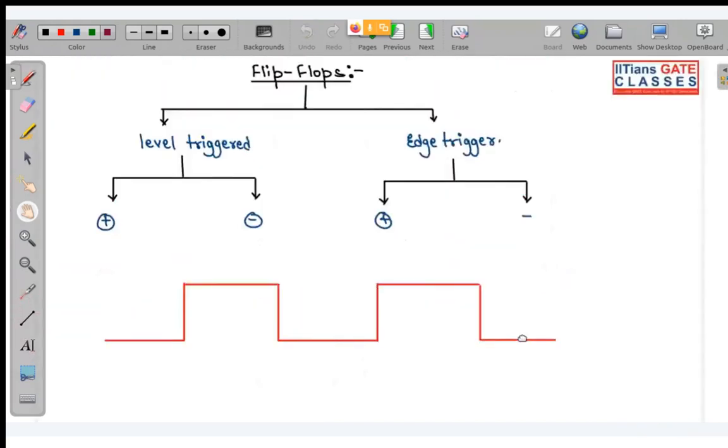Okay, so next is what? Next we have is your flip flop. So we are studying flip flops, but there are some triggering techniques that we need to talk about.